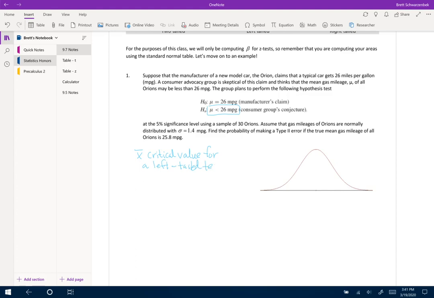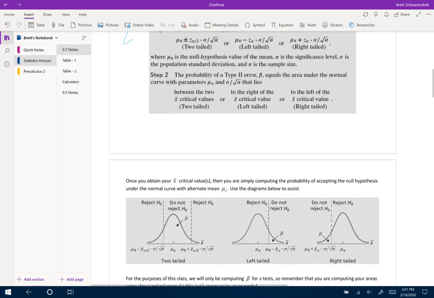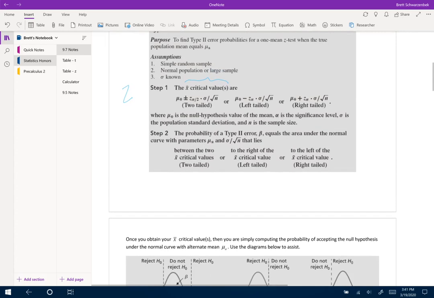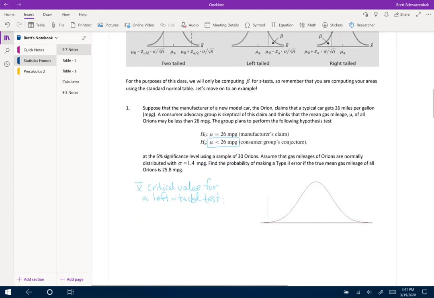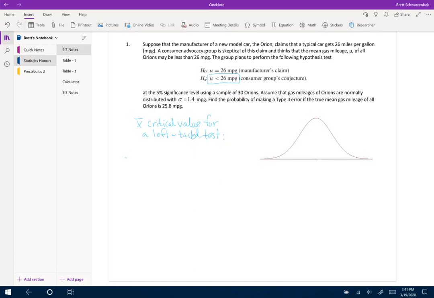Okay, so if you return to just the setup, it said right here, this is the left-tailed test. So what is that formula? It's mu minus z sub alpha sigma over root n. So we're just going to rewrite that down here. So mu sub 0 minus z sub alpha. Remember, if we look at our problem, our significance level is 5%, so we're going to do 0.05. And we're going to multiply by sigma over root n.